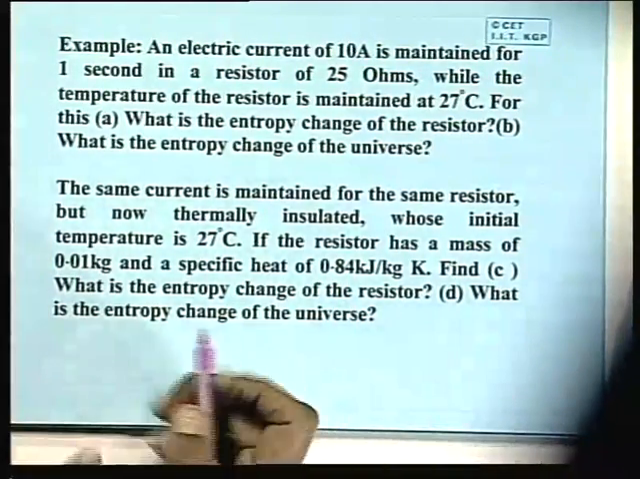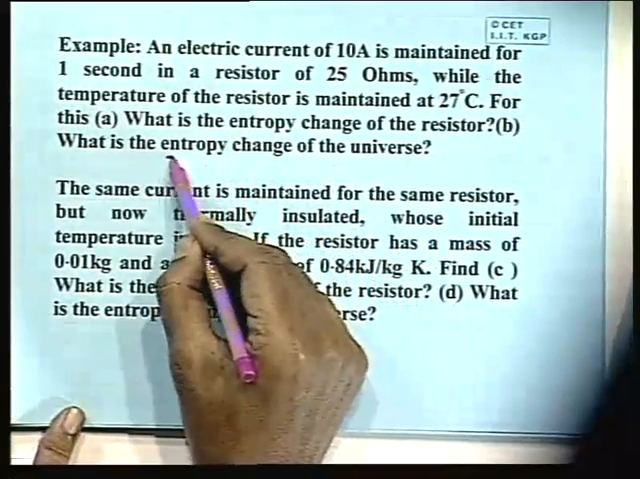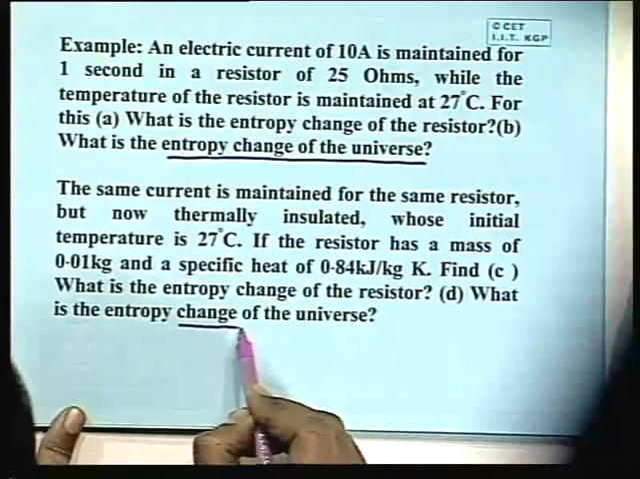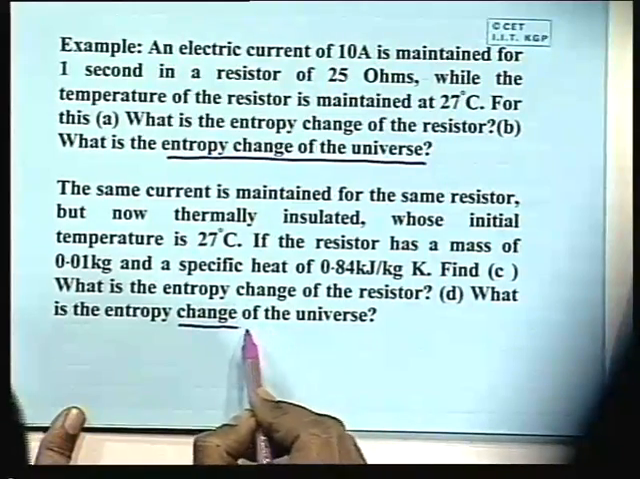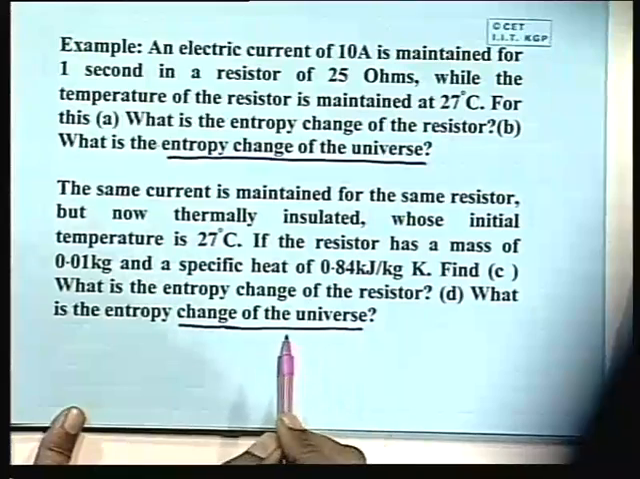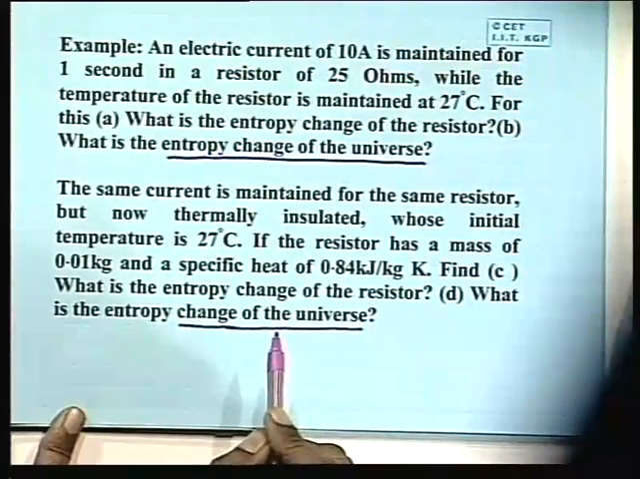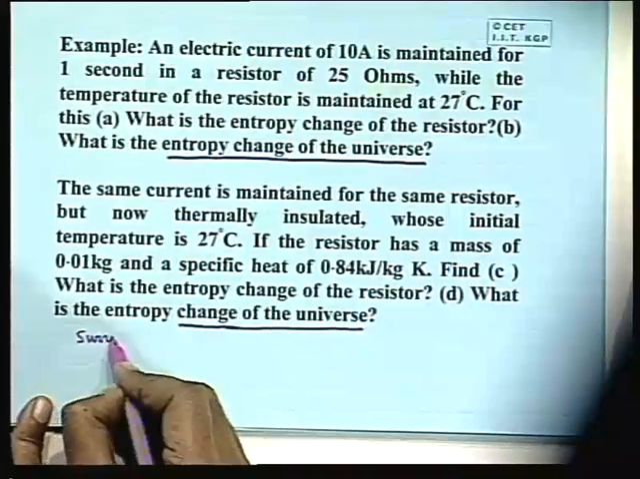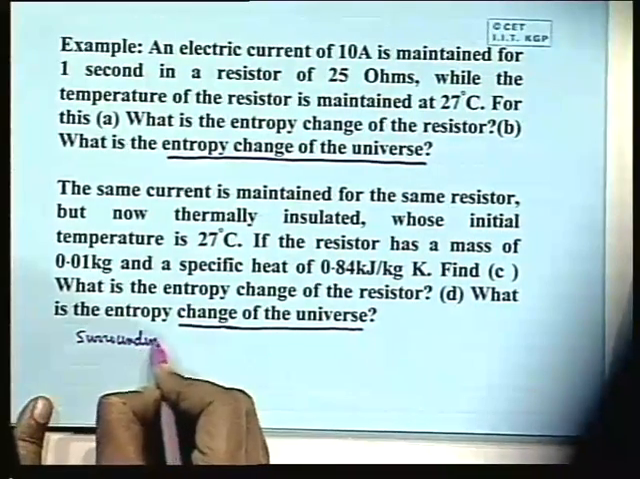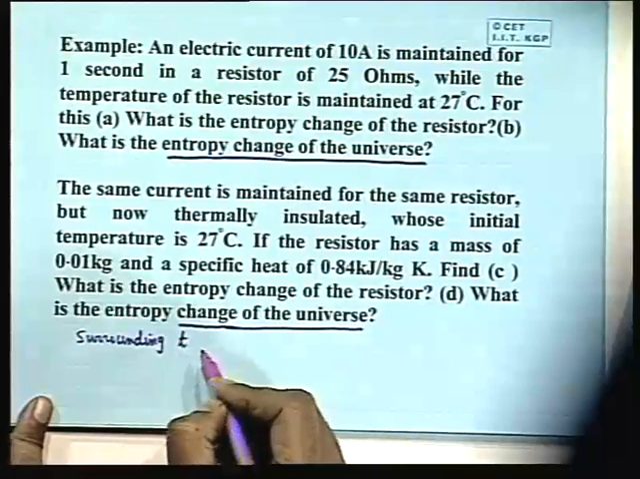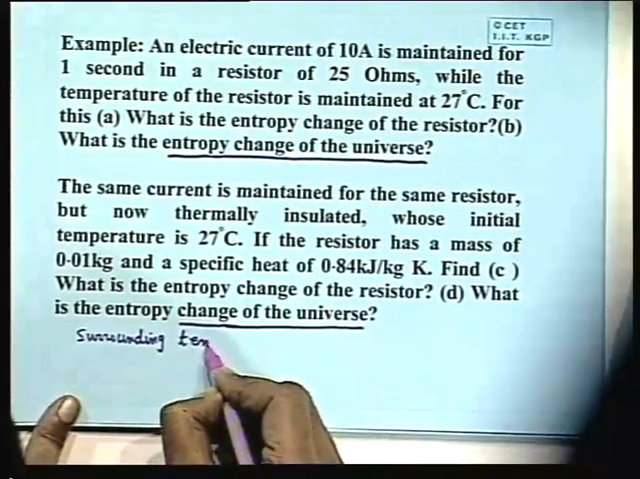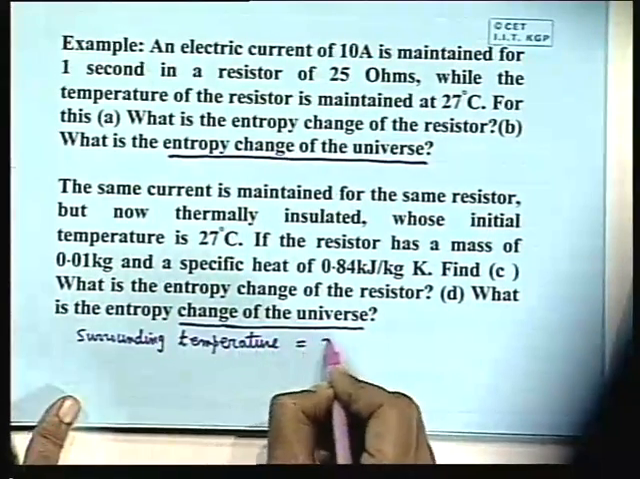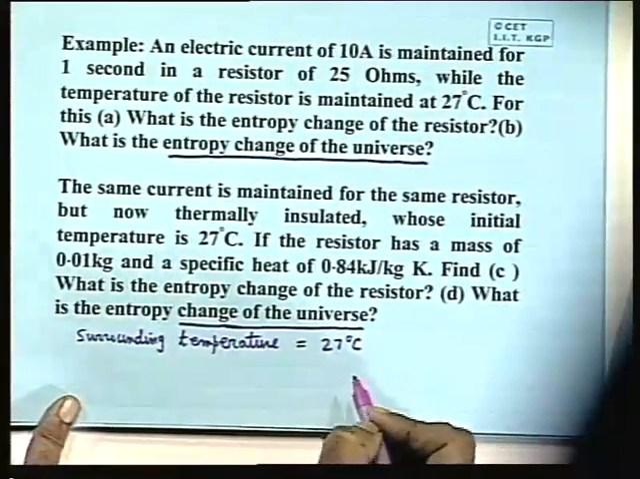But one thing is missing in this problem. Whenever you are asked in any problem to find the entropy change of the universe, you have to know the surrounding temperature, which is very important. You understand? What is the surrounding temperature? Otherwise, how can you equate the entropy change of the surroundings? Surrounding temperature equals 27 degrees Celsius, which is very important for this problem.